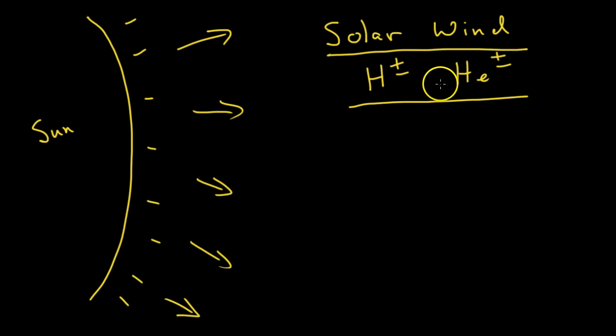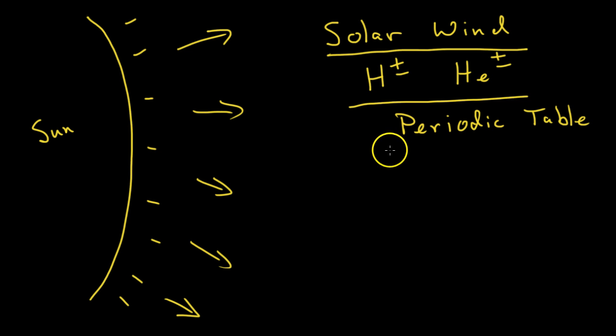But the interesting thing is that it also contains every element of the periodic table. So not only does the solar wind contain hydrogen and helium from the sun, but the sun is also sending us magnesium and carbon and, I don't know, barium and potassium and on and on and on.